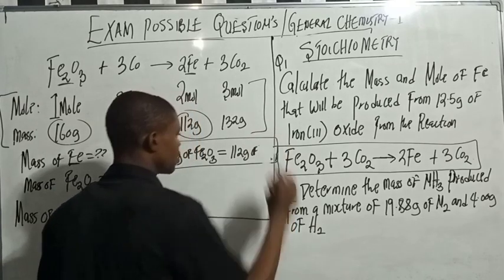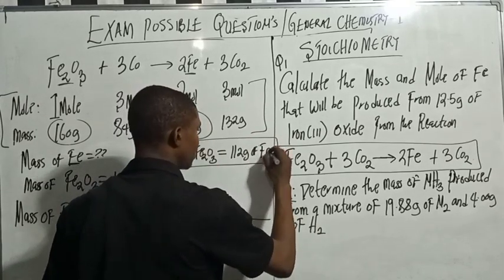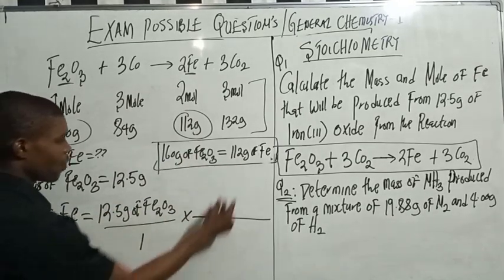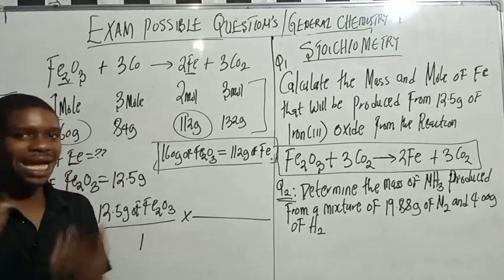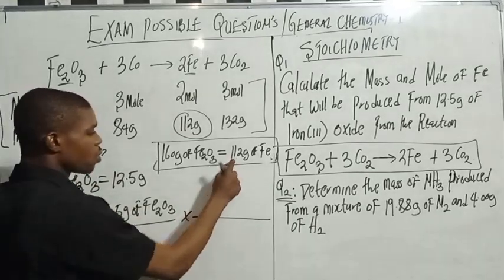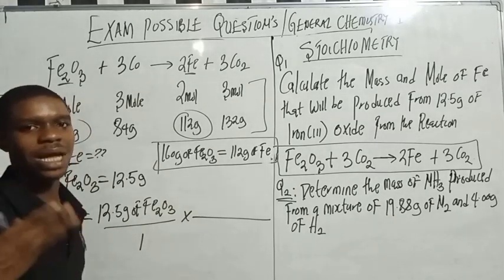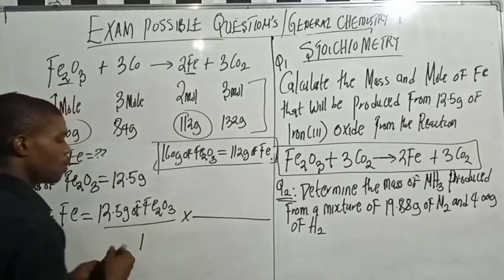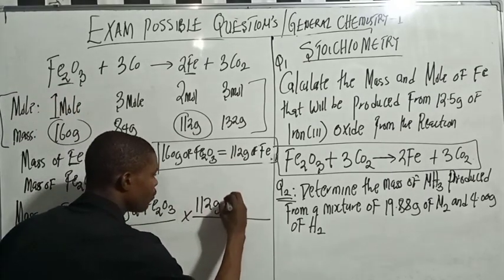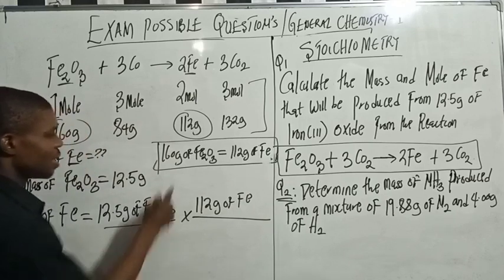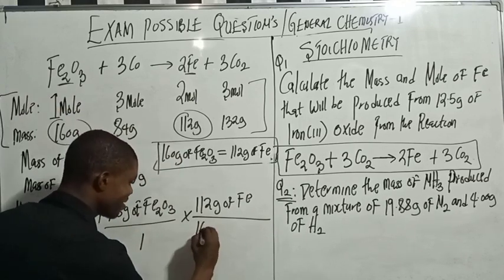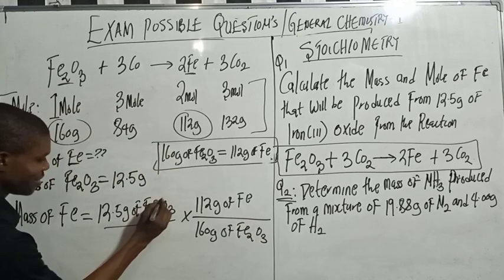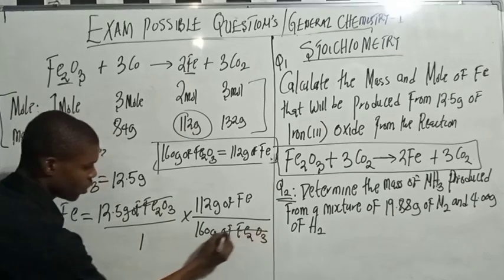Here we have Fe, not Fe2O3. Just a little correction there. So this one will move to the bottom, and this one will move to the top. There are two ways I can do this: does this one go down or up? You are the one that arranges it so they cancel out. So 112 gram of Fe goes to the top, and the 160 gram of Fe2O3 goes to the bottom. You can see that this cancels out this one here.